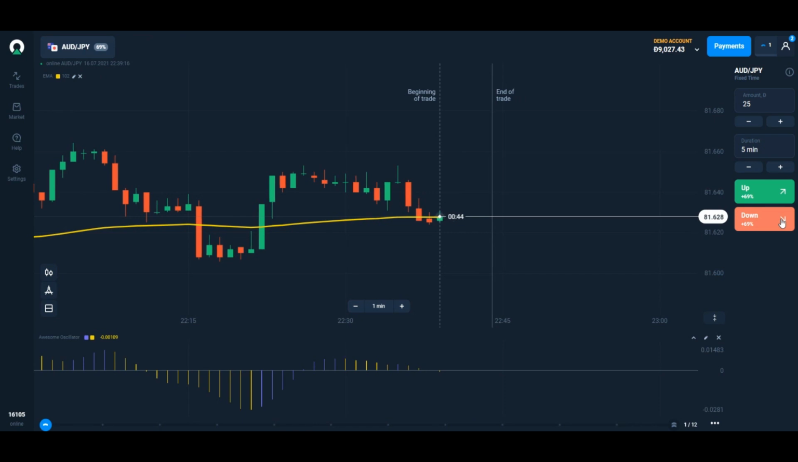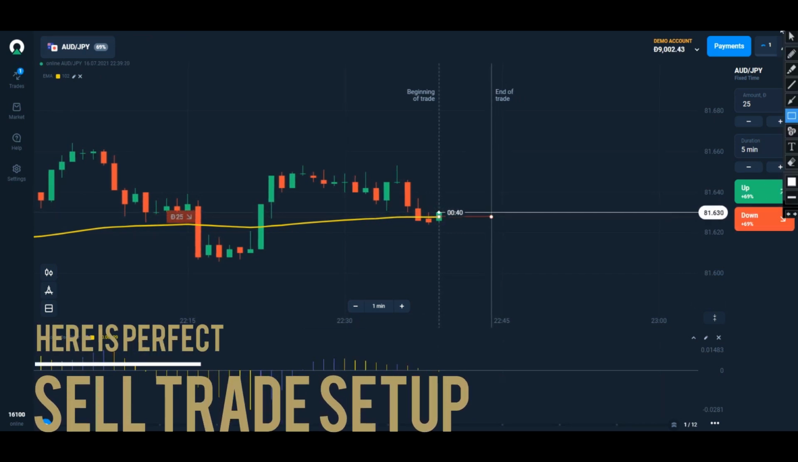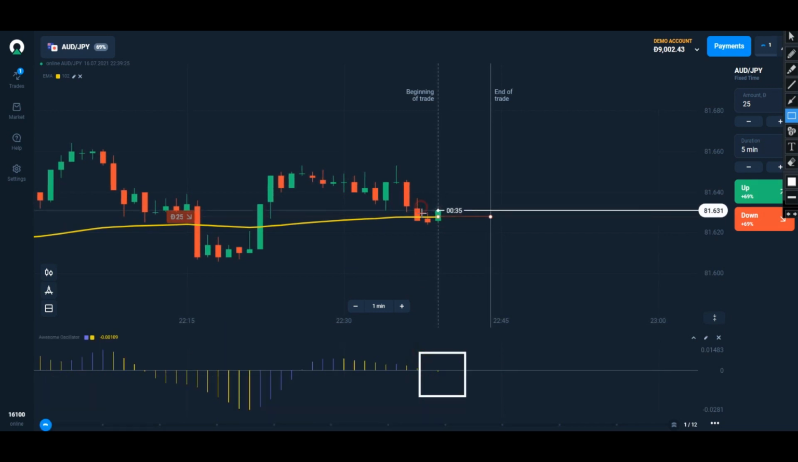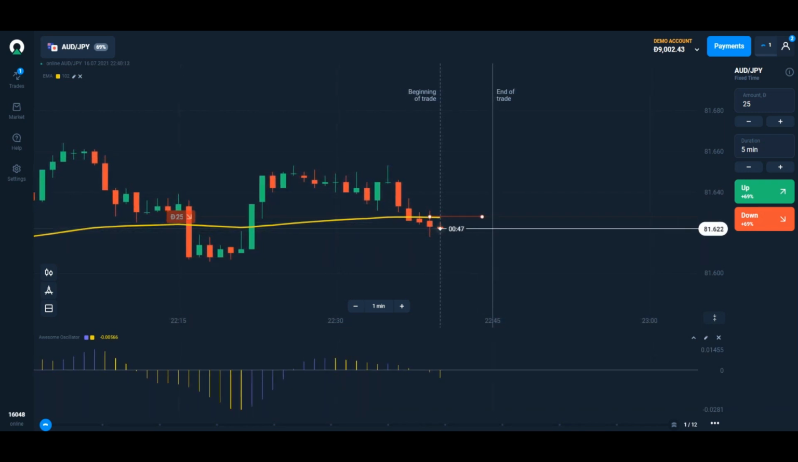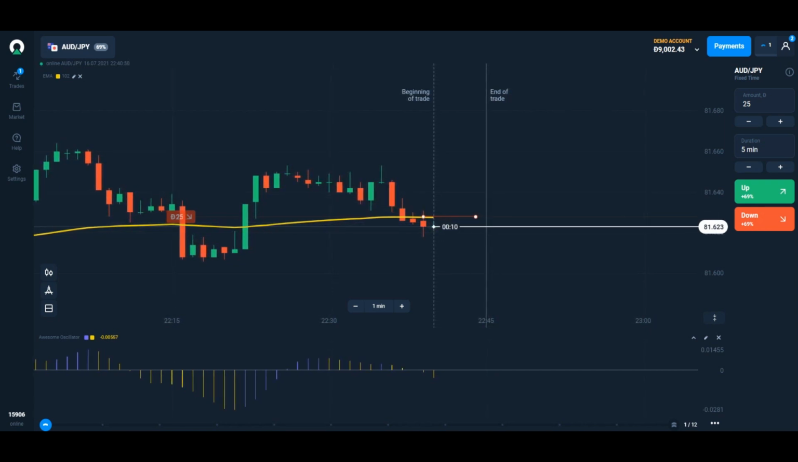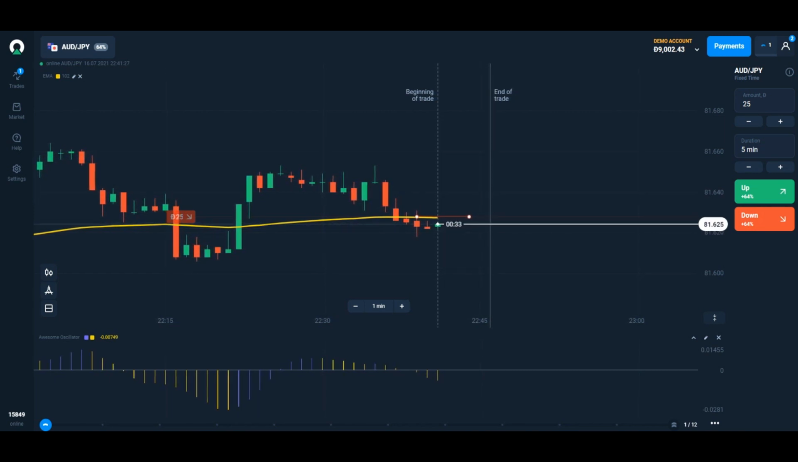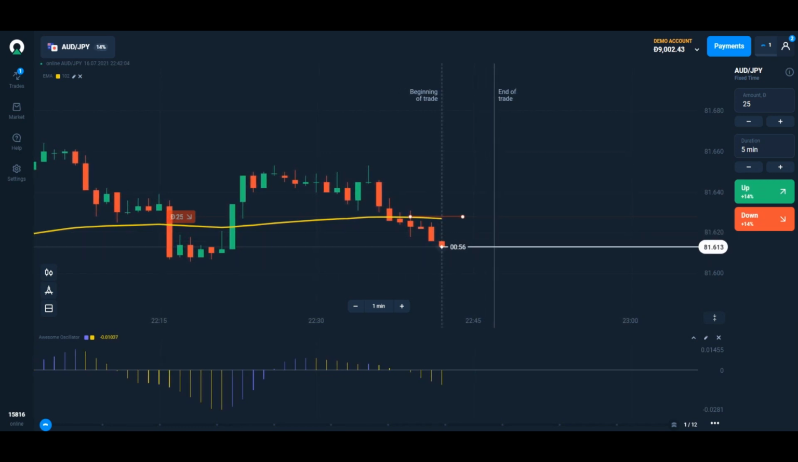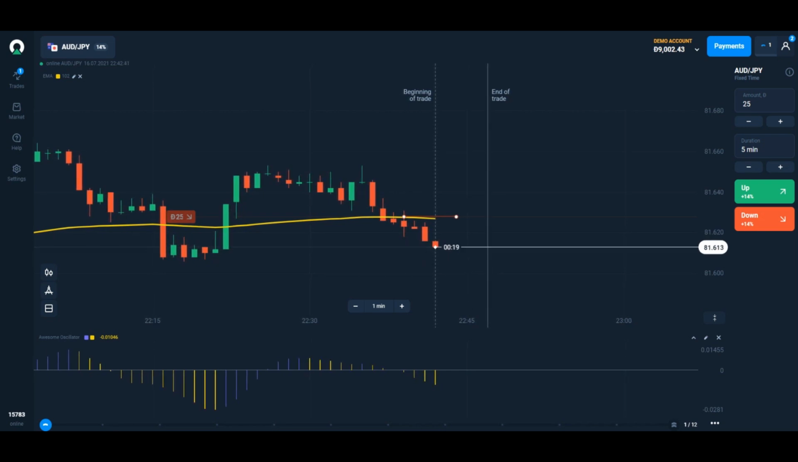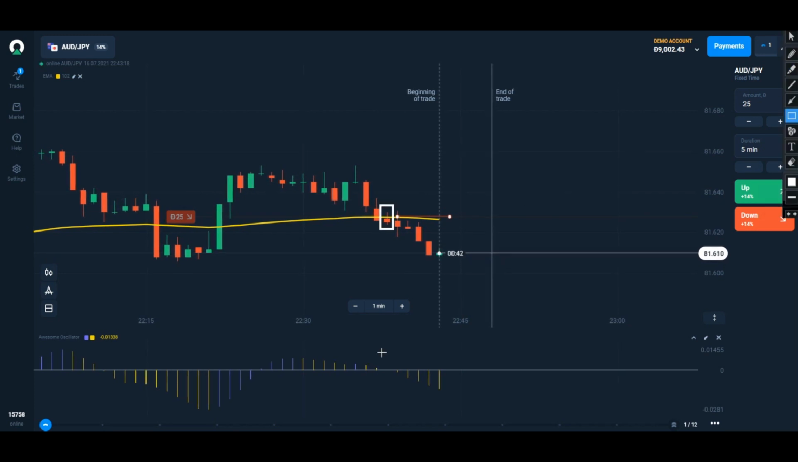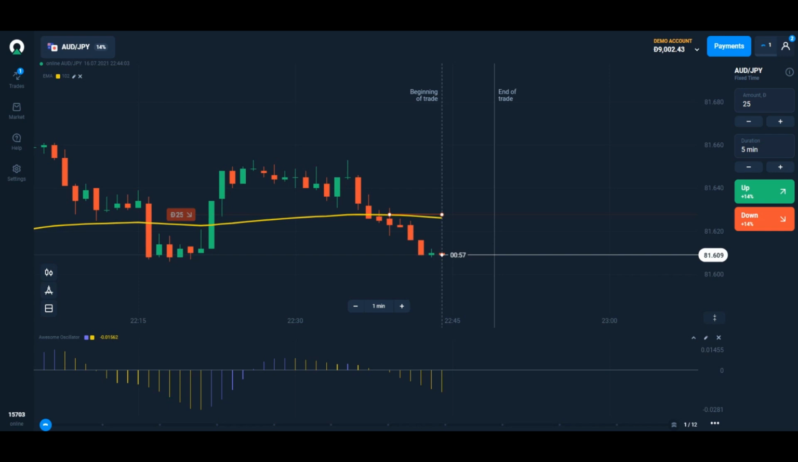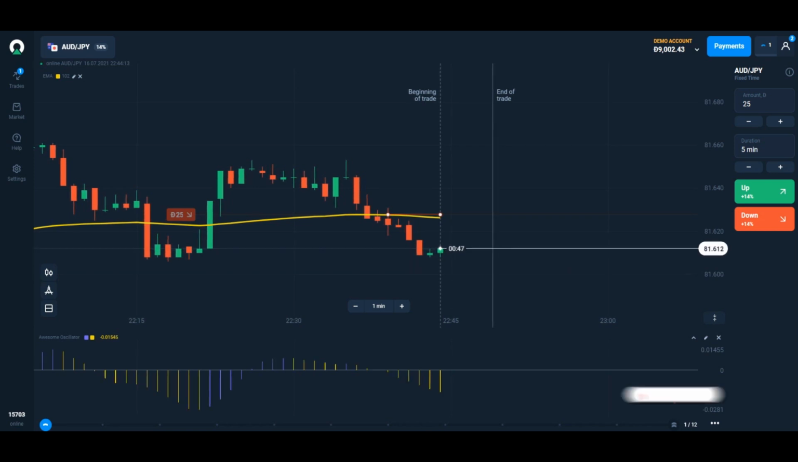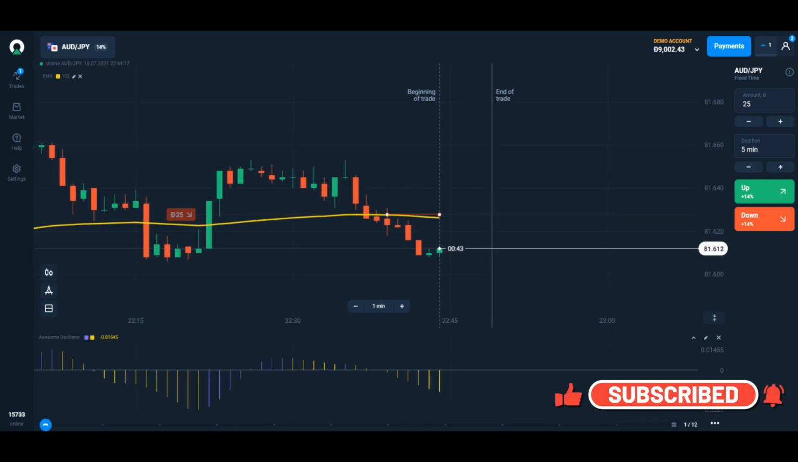Here is a perfect sell trade setup as our recommendations. Now wait for the result. This is also a winning trade.